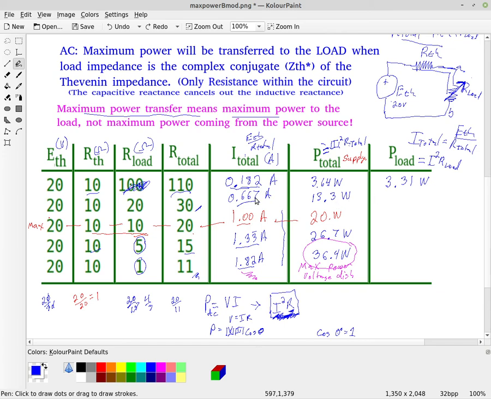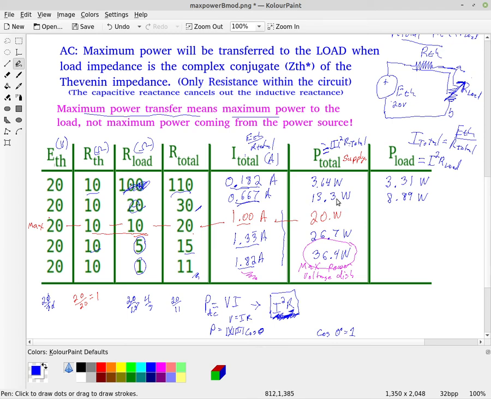Now, if we look at the next case, we're going to take 0.66 squared times the 20 ohms. Okay, so 0.667 or 0.66666 squared times 20 ohms gives us a total wattage of 8.89 watts. So 8.89 watts is making it to the load. My power is going up. The power to the load has increased, more than doubled.